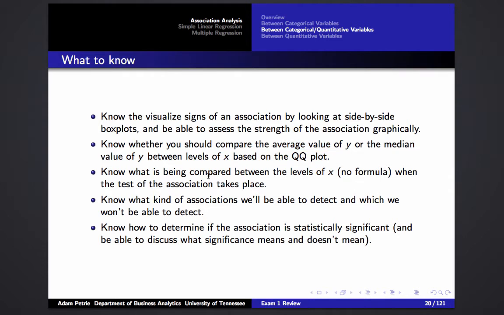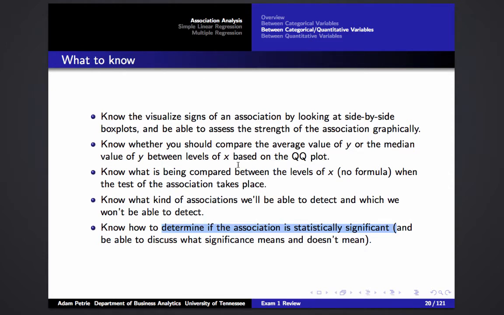All right, so once you've determined exactly what we're comparing, I'd like you to understand exactly how that comparison is being made. What exactly is being measured about the typical value of y between each level of x here? No specific formulas, but just in general what's going on behind the test. And then also determine whether or not the association is statistically significant once we've determined exactly what we're comparing between the levels of x here.